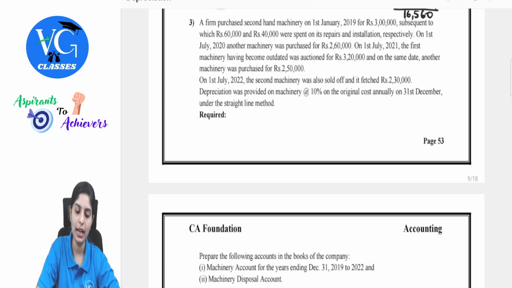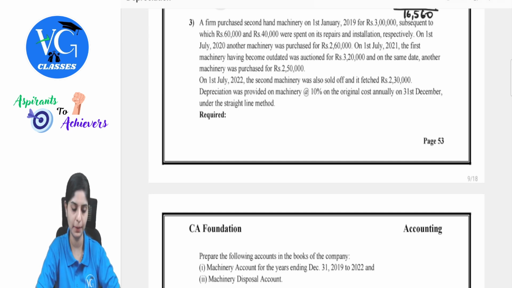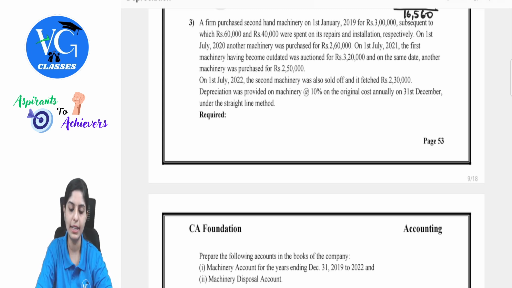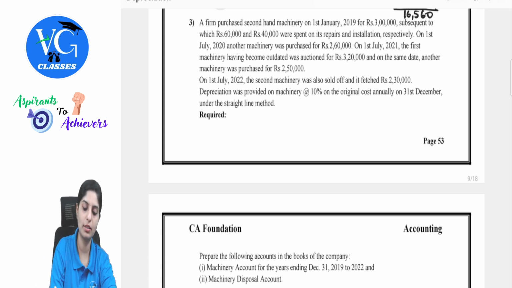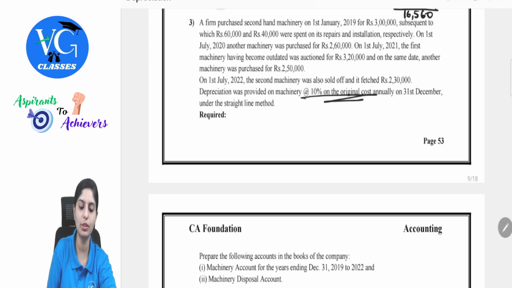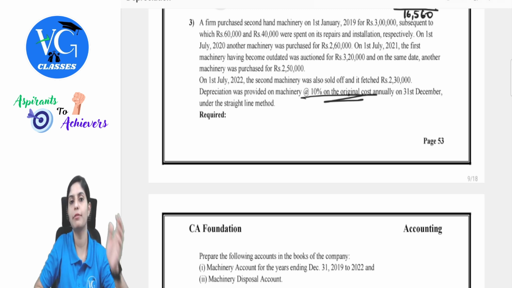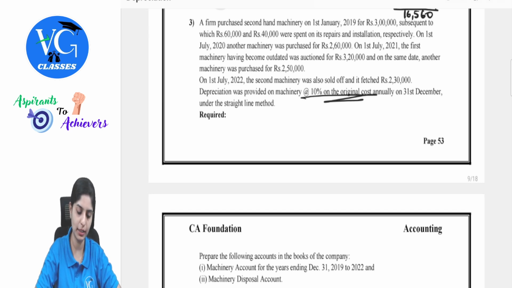On 1st July 20, another machinery was purchased for 2,60,000. On 1st July 21, the first machinery having become outdated was auctioned for 320, and on the same date another machinery was purchased for 2,50,000. On 1st July 2022, the second machinery was also sold off and it fetched rupees 2,30,000. Depreciation was provided on machinery at 10% on the original cost, straight line method annually on 31st December. So here they are following the year from Jan to December. So you need to be careful there.